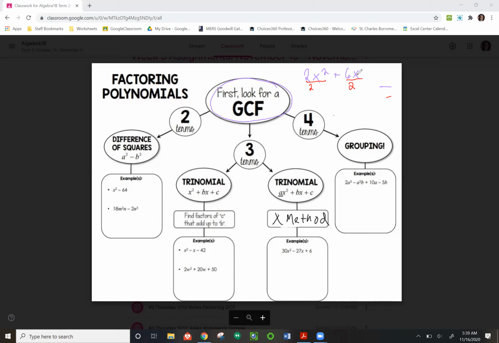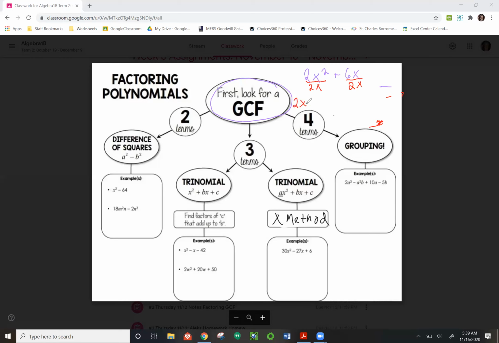And then you look at the variables. Okay, you have two factors of x in the left term and one factor of x in the last term. So how many x's can you take equally from both? Okay, equally, you can only take one. Okay, so after you identify what the greatest common factor is, here the greatest common factor is 2x. What you do is you pull it out of the expression. Okay, we say pull it out of the expression.